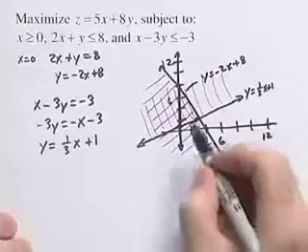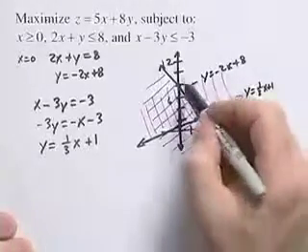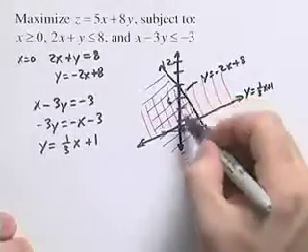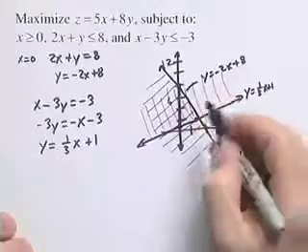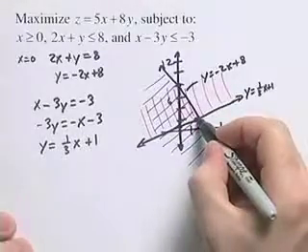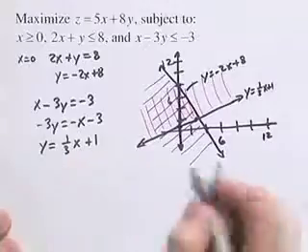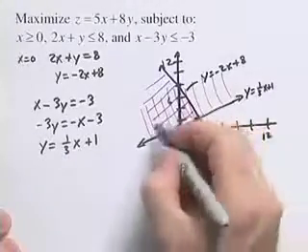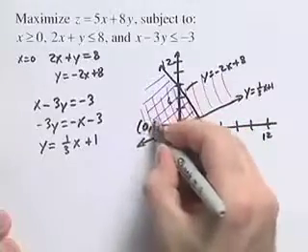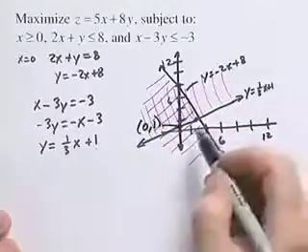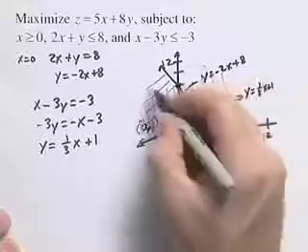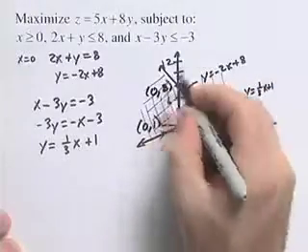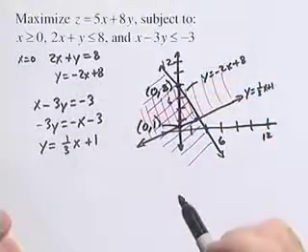We need to find the corner points for this region. Let's see, these are going to be y-intercepts for our two lines, and we'll need to find the intersection point for that line. So our corner points, so far we have this point right here. This is going to be 0, 1. That's the y-intercept for this line. This point is 0, 8. That's the y-intercept for that line.